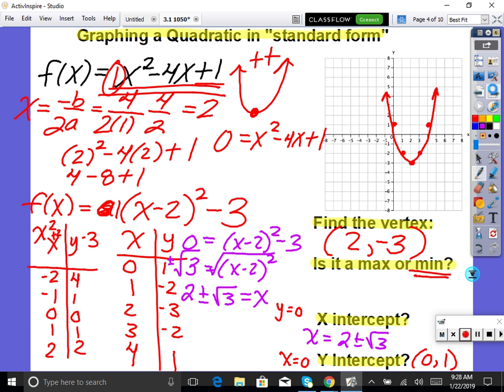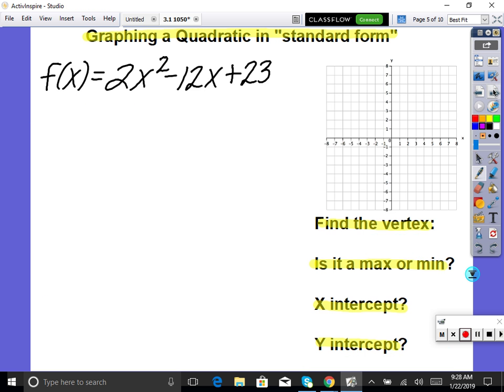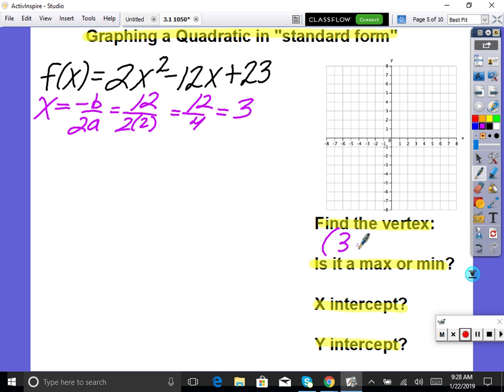Okay, great. Another one where the leading coefficient is not a 1. All right, so notice the leading coefficients too. Don't worry about it for now. Just find the vertex. So you do x equals negative b over 2a, which is positive 12 over 2 times 2, which is 12 over 4, which is 3. The x value of our vertex, 3. Plugging in a 3 to find the y value. 2 times 3 squared minus 12 times 3 plus 23. Go ahead and calculate. I'm trying to remember what I get out. 5.